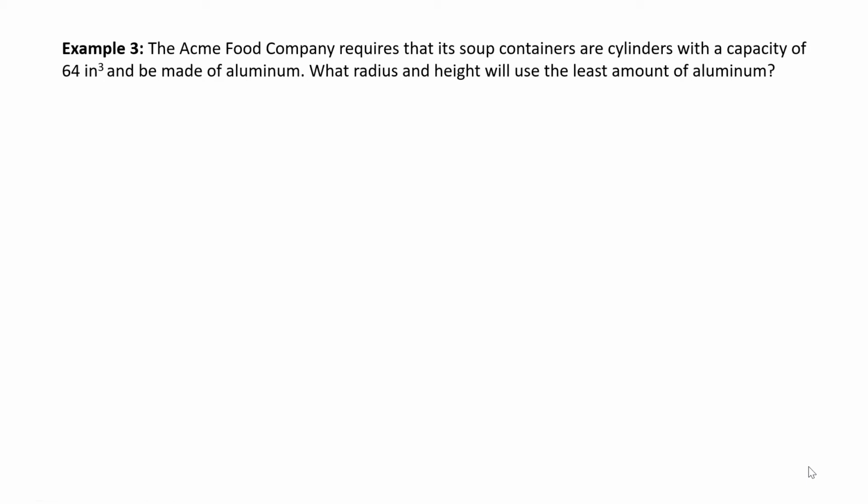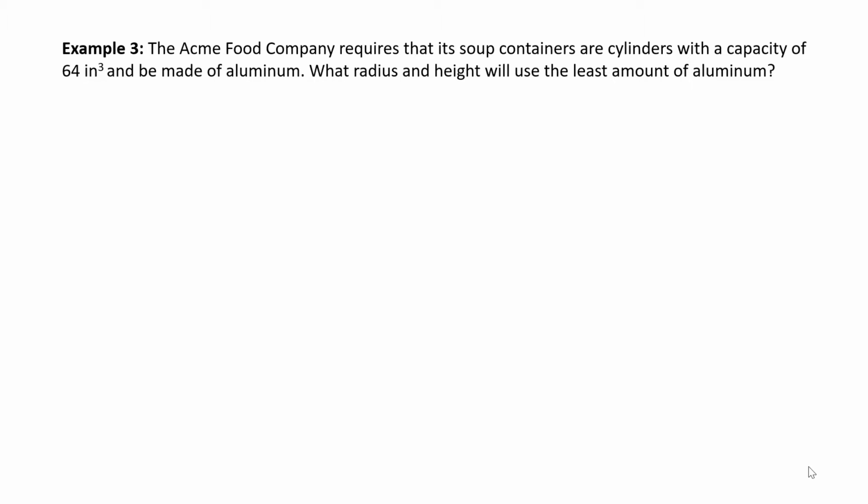Example: the Acme Food Company requires that its soup containers be cylinders with a capacity of 64 cubic inches and be made of aluminum. What radius and height will use the least amount of aluminum? Circle the word least. Let's begin by drawing a diagram.